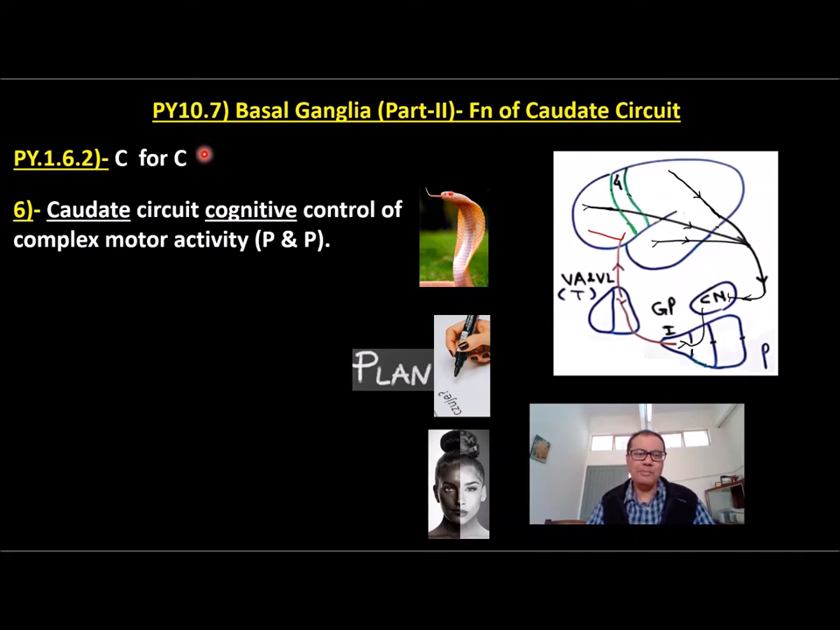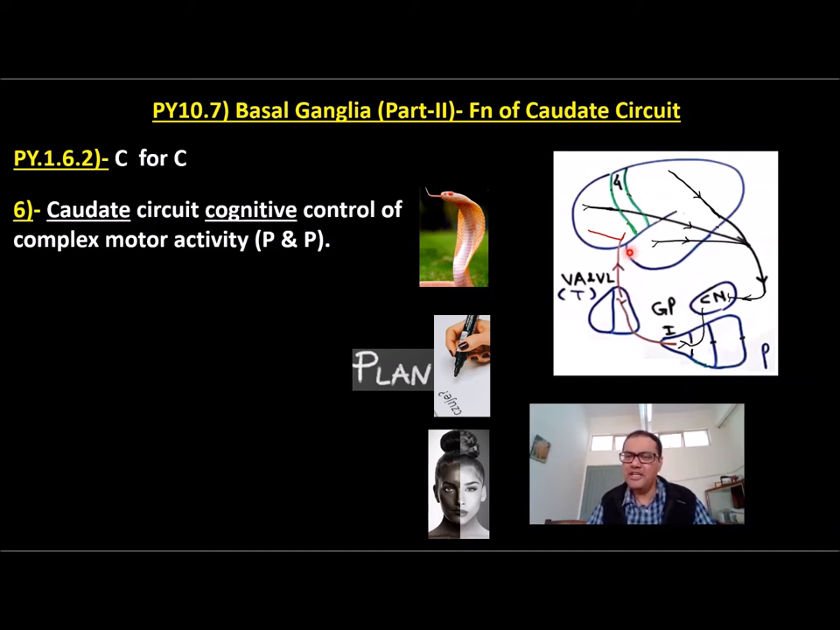PY10.7. As in the putamen circuit we have done P for P, putamen circuit is for posture. Here for caudate circuit we can use a mnemonic C for C, that is caudate circuit is for cognitive control of motor activity. We can understand caudate circuit like this. It's a loop connection between cortex and basal ganglia via caudate nucleus, but no fiber is going to putamen, and then through thalamus the fibers are returning back.